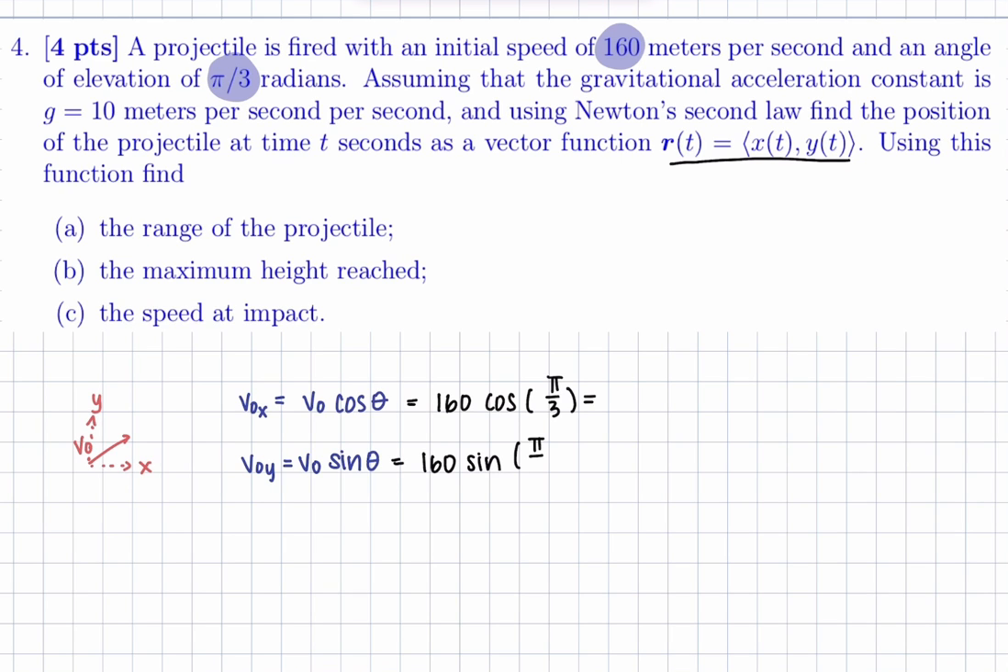We're going to do the same thing for our y component of velocity, and that's 160 times sine of pi over 3. For v naught x, I'm going to get 80, and then for my y, I'm going to get 80 root 3 meters per second.